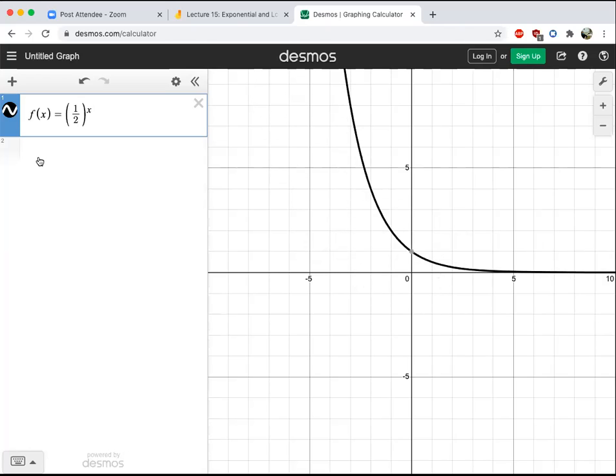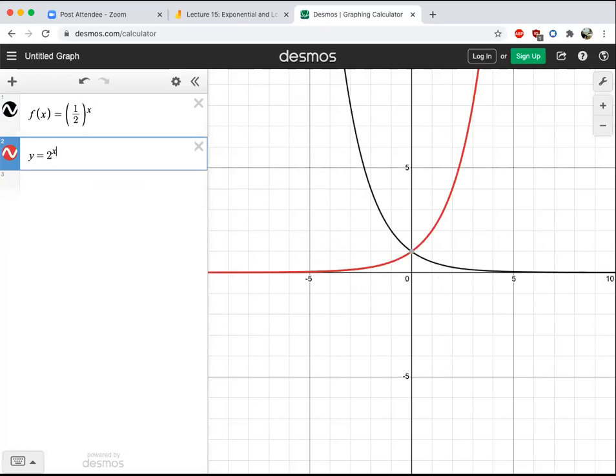Whereas if you were to graph 2 to the x power, that would be exponential growth because it's increasing as you go to the right. So that's how the black function is exponential decay and the red function is exponential growth. And it all depends on what your base is. If your base is greater than 1, then you're going to have growth. If your base is between 0 and 1, like 1/2 is, you're going to have that decay.